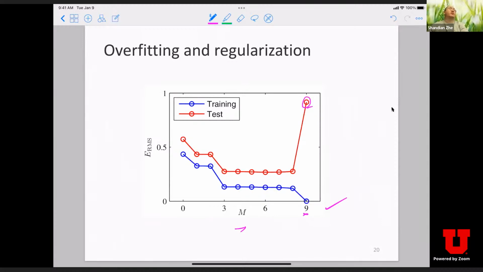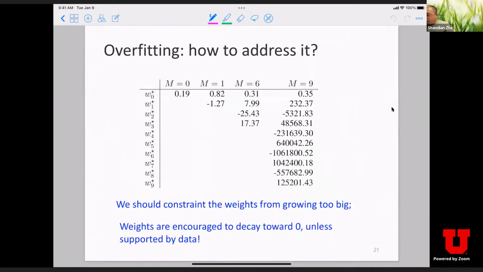Constrain the scale of the weights. Yeah, that's a good idea, right? But how do we constrain that? Of course, you can construct a constrained optimization problem, putting some constraint on W. That's definitely a good way of doing this. But here we want to introduce another type of approach, called regularization, which you can view as a soft regularization rather than a hard one.